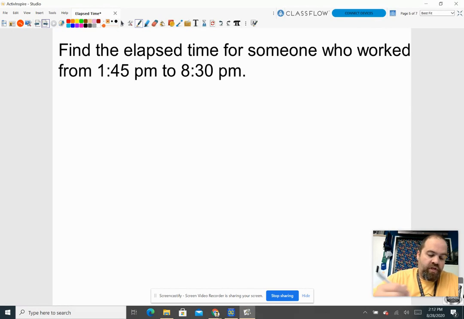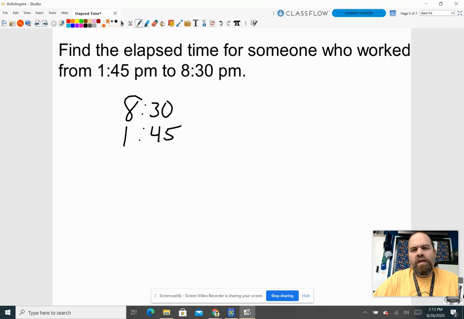But unfortunately, there are times when you can't subtract the way you normally would. What I mean by that, if you look at this scenario, you clock in at 1:45 in the afternoon, you clock out at 8:30. I've got to be able to subtract 45 minutes from 30 minutes. Well, that doesn't really work.